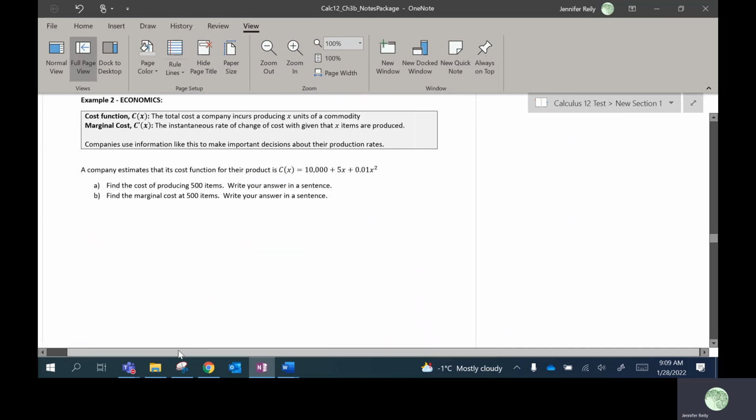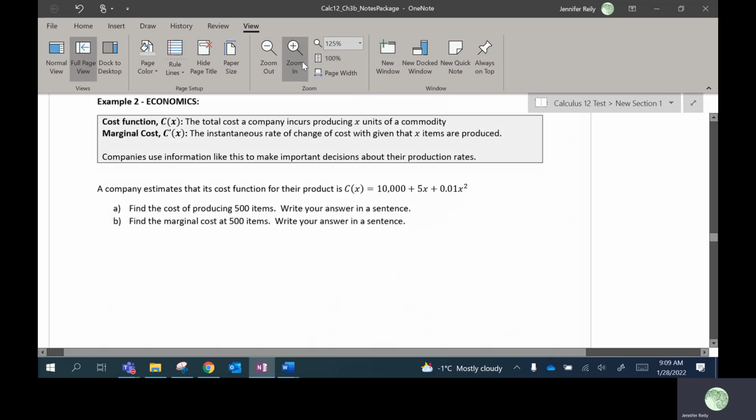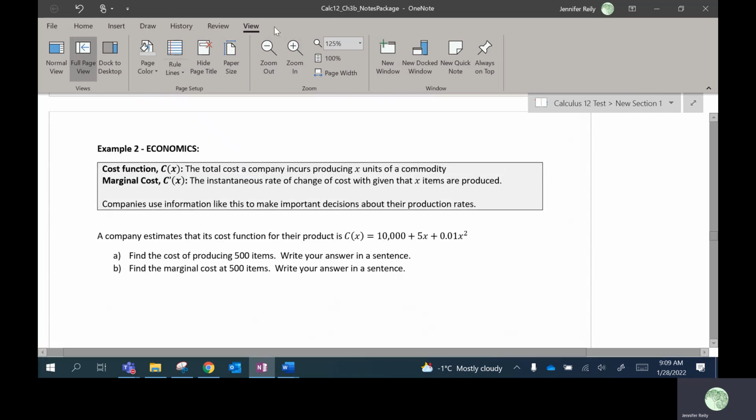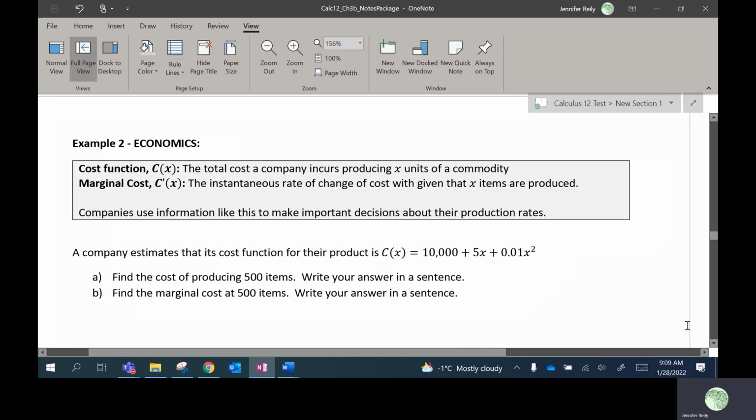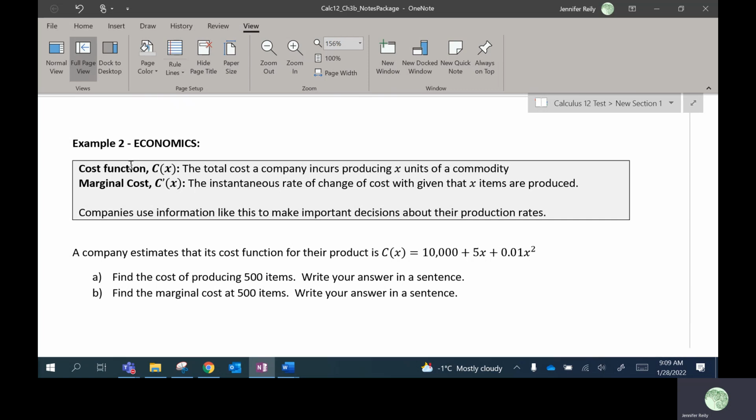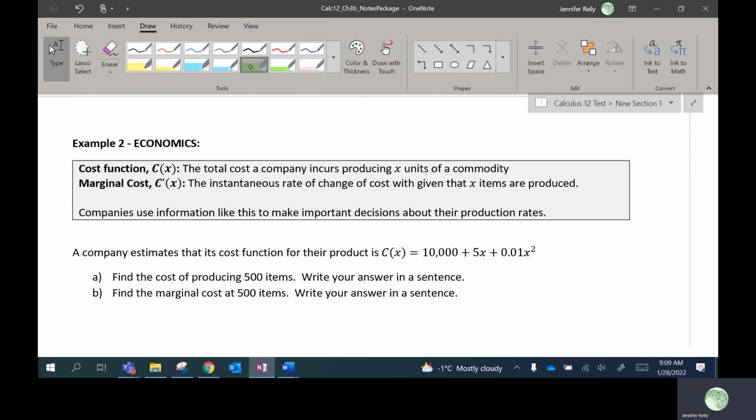We're going to learn some new terms. So this is on the next page. We'll talk about the cost function today. In later lessons, we'll also learn about revenue, but today we're just going to focus on cost. So C of x, when we're using an economics example, usually we're referring to some kind of production company where they are producing some units of a product or a commodity. And C of x would then represent the cost of that.